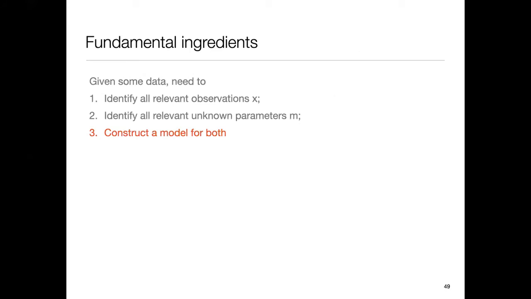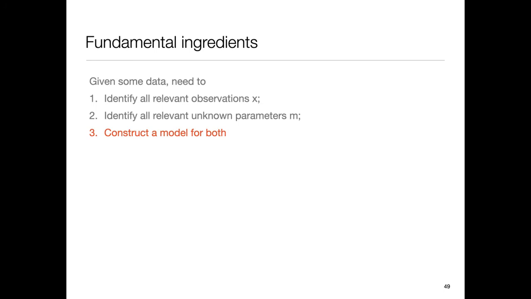And here, in the inference business, there are three fundamental ingredients. One is that one has all the relevant information. One has to set up his experiment or his analysis in a way to be able to measure, to observe all the relevant quantities, which we call generically X.